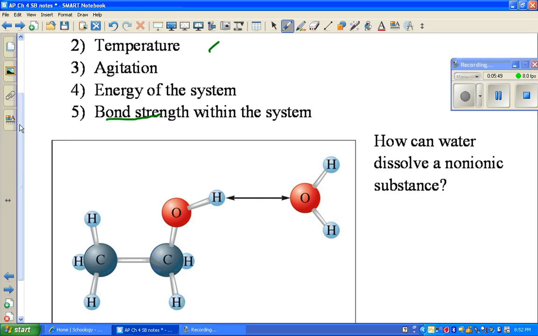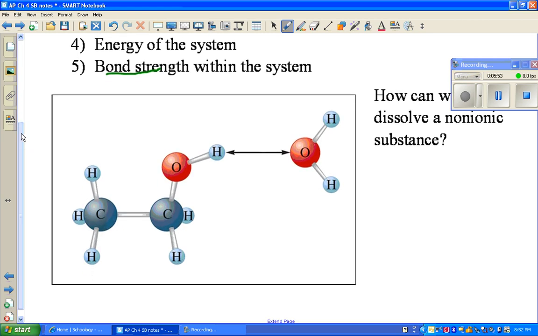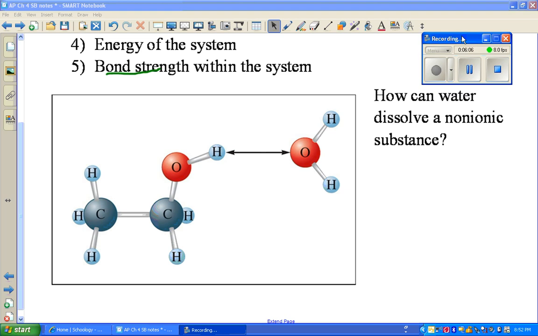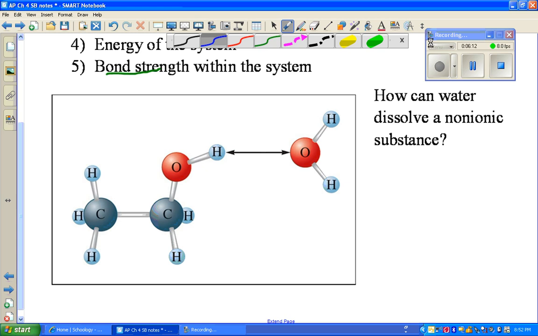Now, we've talked a lot about "like dissolves like" last year: that ionic substances dissolve ionic substances, polar substances dissolve in polar, and nonpolar dissolve in nonpolar. But every once in a while, we can get water to dissolve some things that you may not think it should dissolve. So how can water dissolve a non-ionic substance? Non-ionic means that it's not a metal bonded to a nonmetal, it's not a salt.